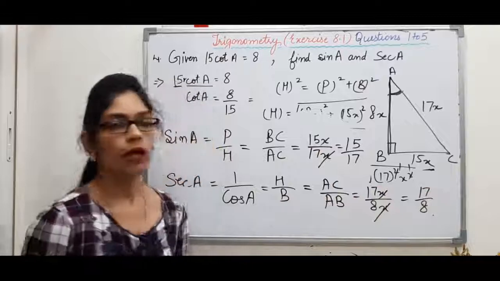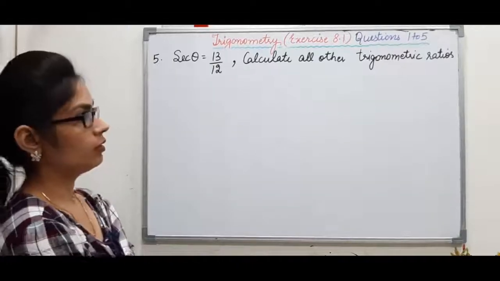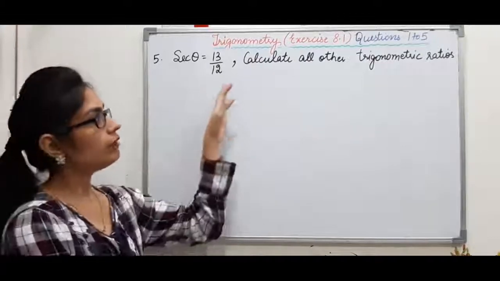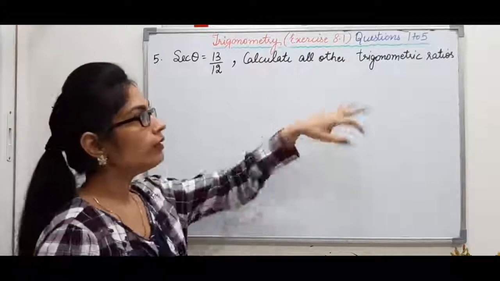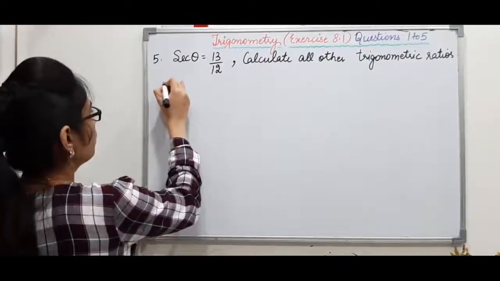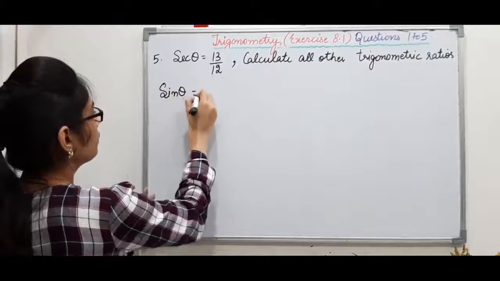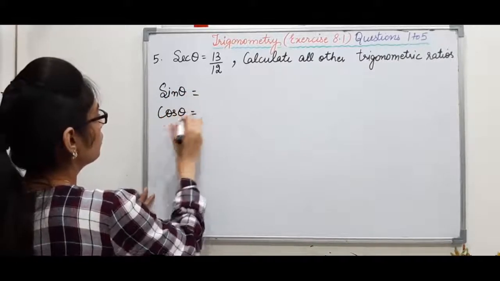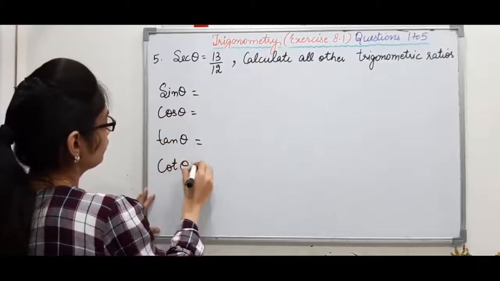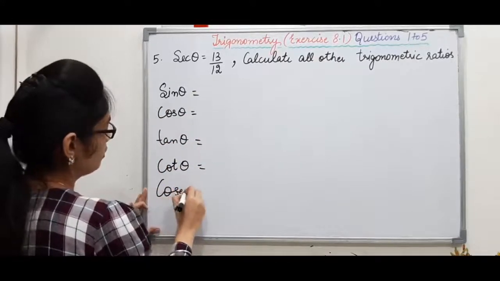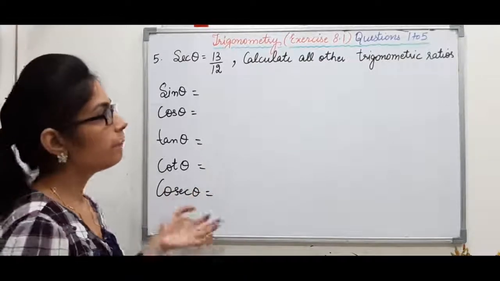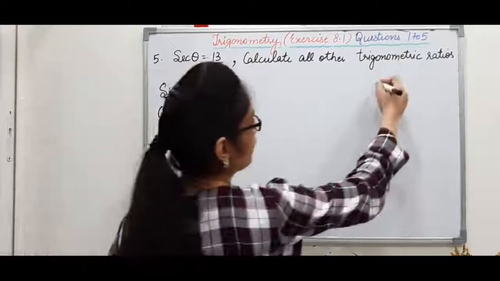Now let's do the next question. In the fifth question, secant theta is given to us and we have to find all other trigonometric ratios, which means you have to find the value of sin theta, cos theta, tan theta, cot theta and cosecant theta. All these you have to find. Here they have not given anything, only theta they have mentioned, so any angle we can take.